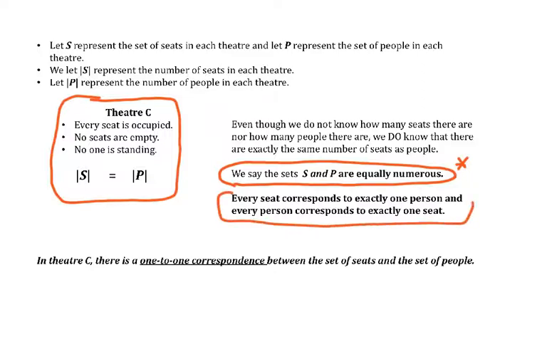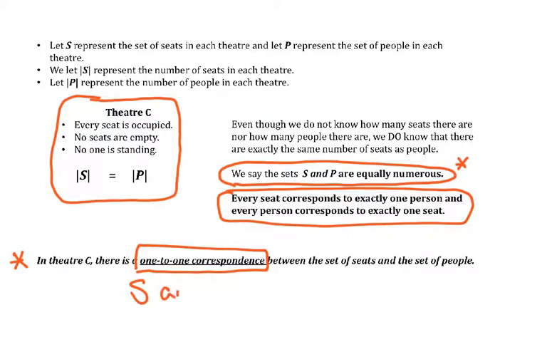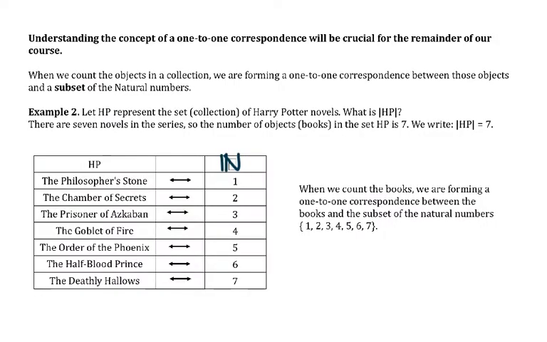And how do I know? Because every seat corresponds to exactly one person, and every person corresponds to exactly one seat. And this is a one-to-one correspondence between the two sets, S and P. They can be paired up in theater C. So we really need to understand this concept of a one-to-one correspondence.